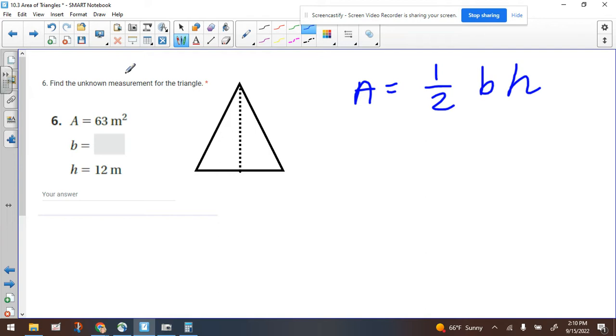We're looking at question number 6 on area of triangles. It says find the unknown measurement for the triangle. And I just drew a triangle just so we could wrap our head around what's actually happening here. In this case, they give us the area. See how it says square meters? We're going to substitute this value underneath the A.